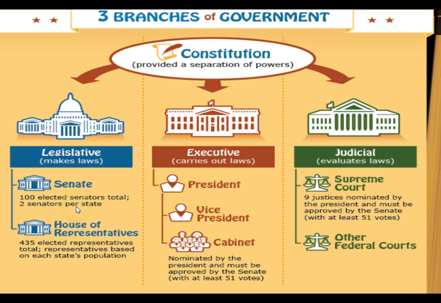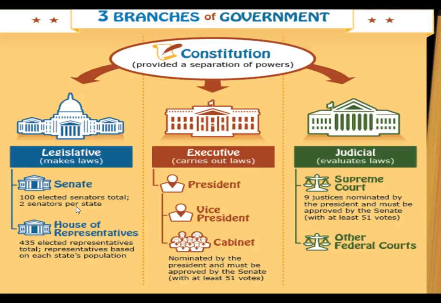The Senate is smaller. There are only 100 senators in our entire country. There are 2 for every state. The House of Representatives is larger. There are 435 members, and the number for each state is based upon a state's population. So a state like California, which has the most people in the United States, would have the most members in the House of Representatives, where a state like South Dakota, which has far fewer people than California, would have the least members.